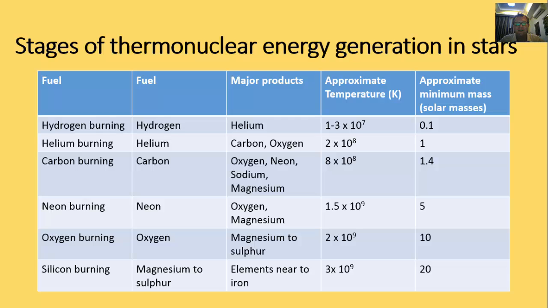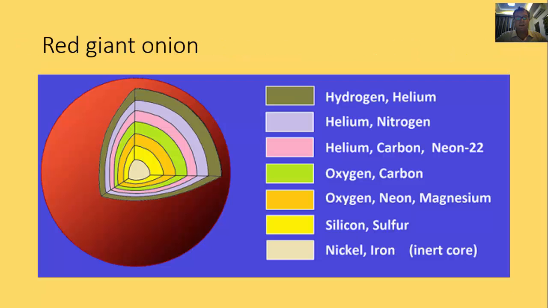And then as we go further up, we can see really massive stars, 20 times the mass, producing silicon. The fuel being magnesium to sulfur, and elements near to iron are the major products. And we know iron is the end of that cycle. So we're over there going, okay, so all of these elements can be made in the death stages of a star. That's true, but we know there's a lot of elements beyond that of iron. So here we have a red giant onion, or maybe a red supergiant, and we can see at its core we can have some iron, but nothing heavier.